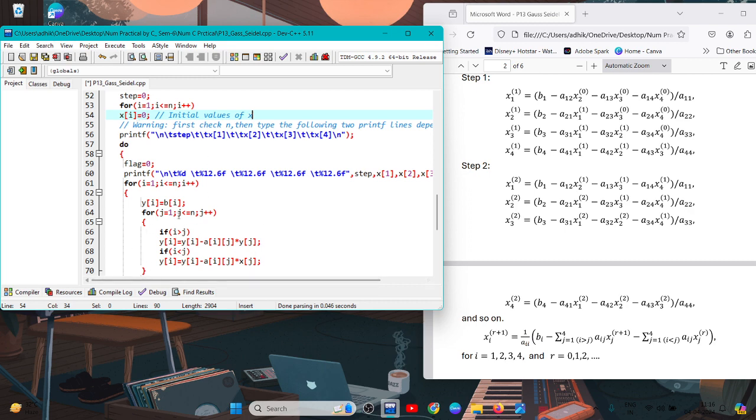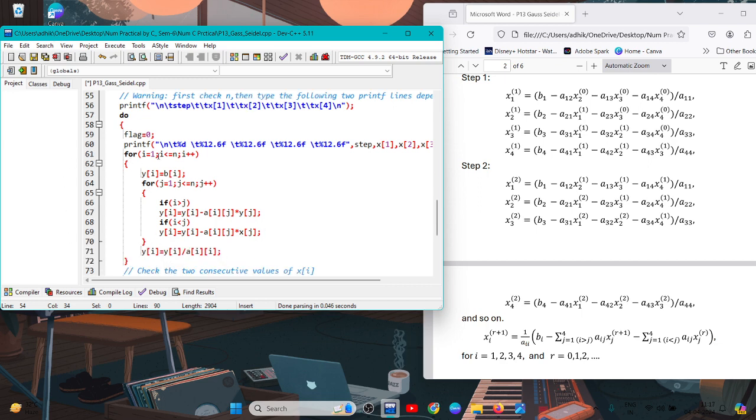And again j equal to 3. So i equal to 1, j equal to 3. So this if condition holds, i equal to 1, j equal to 3. So y1 equal to previous y1 minus a13 and x3. This is the initial value of x3. And j equal to 4. So i equal to 1, j equal to 4. From this if logic, y1 equal to previous y1 minus a14 into x4.